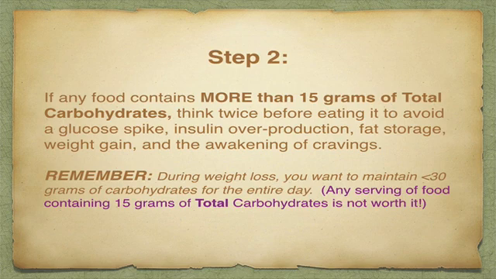So going back to that previous label that said it contained 23 grams of total carbs, even though the net carbs ended up being only 7.5 grams. Why is that a problem? Well, if you eat any food, whatever it is, that per serving contains more than 15 grams of total carbohydrates, not net carbs, but total carbohydrates, even if net carbs is 0, you really need to think twice before eating it to avoid your glucose going up, which means insulin overproduction, fat storage, weight gain, and the awakening of cravings.